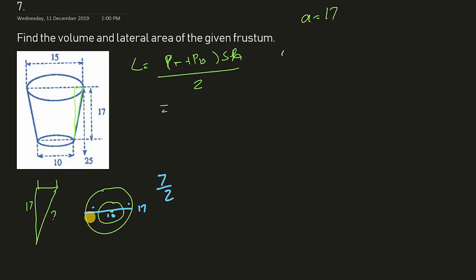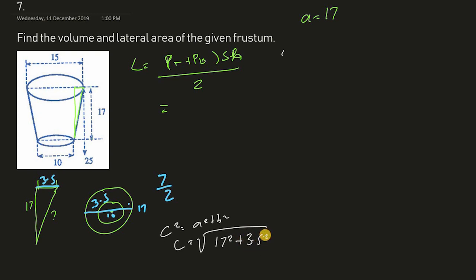So, 7 divided by 2, para makuha ko lang yung isang part, that would be equal to 3.5. So, this length here is 3.5. Using Pythagorean theorem, I can solve for the slant height. So, c squared is equal to a squared plus b squared. C is therefore equal to the square root of 17 squared plus 3.5 squared.